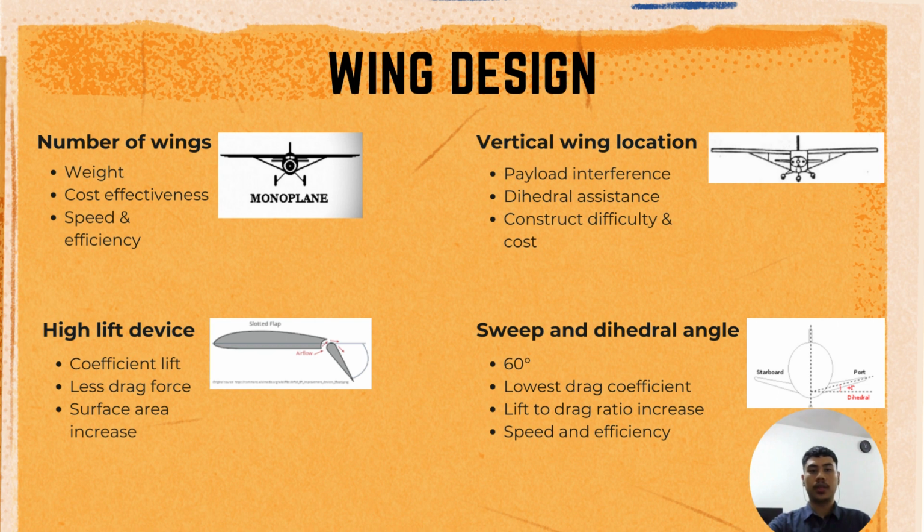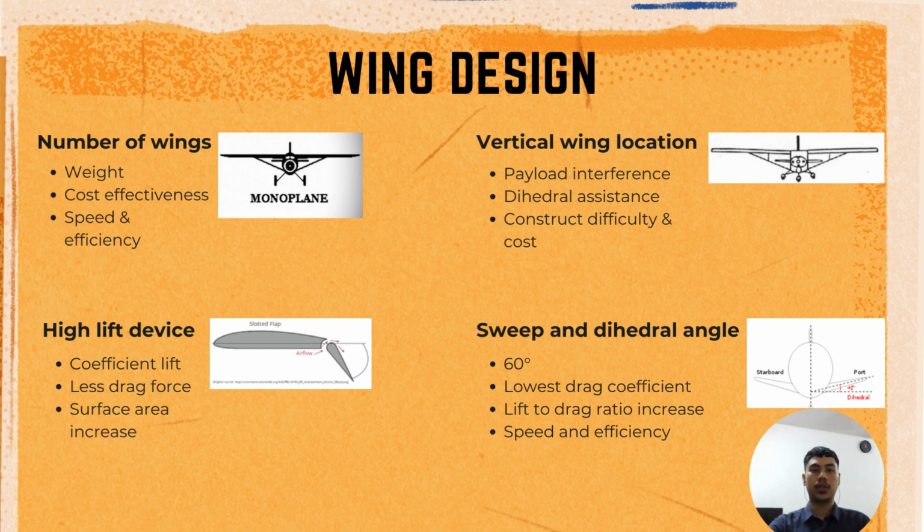Moving on to the next design criteria, we compared different vertical wing locations: low, mid and high wing design. Our analysis indicates that the high wing design scored the highest based on our criteria. It had advantages in terms of payload interference as the wing was located above the fuselage, eliminating any interference issue. It also did not require dihedral assistance because the fuselage itself acted as a pendulum for the wing location. Moreover, the minimal attachment points reduced construction and maintenance costs.